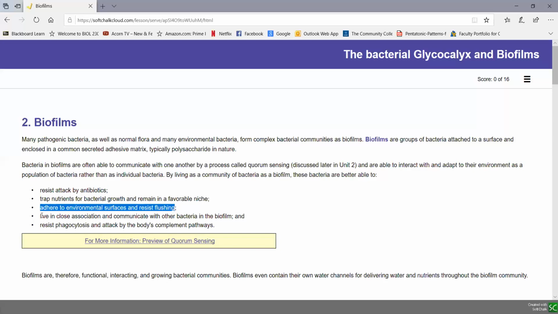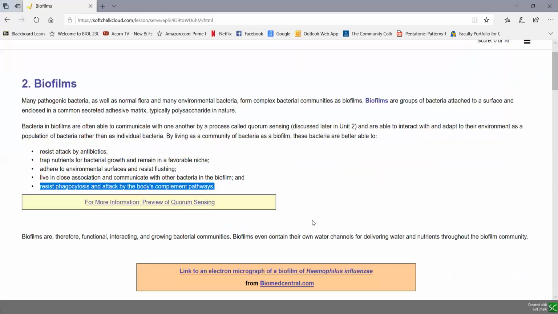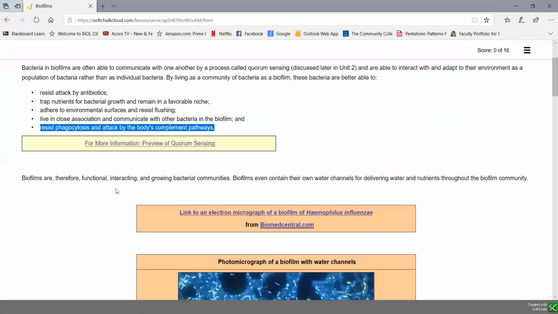The bacteria live in close association with one another in the biofilm and are communicating with other bacteria in the biofilm through quorum sensing. And by being in a biofilm, they're better able to resist phagocytosis and attack by the body's complement pathways. So biofilms are functional, interacting, and growing bacterial communities. And they begin to mature with time.